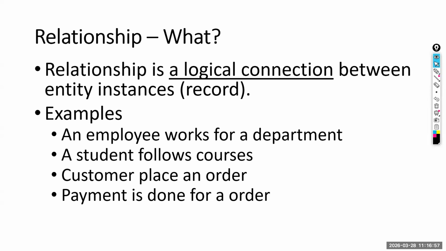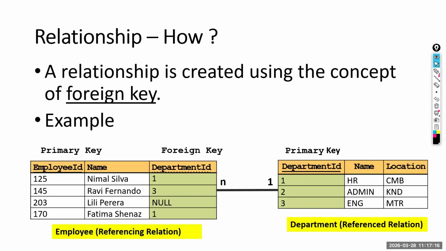Right, so therefore, what is a relationship? A logical connection between entities or entity instances. Like employee works for department, student follows a course, customer places an order. Payment is done for an order. Maybe payment is done by a particular customer. So then how do we create relationships?